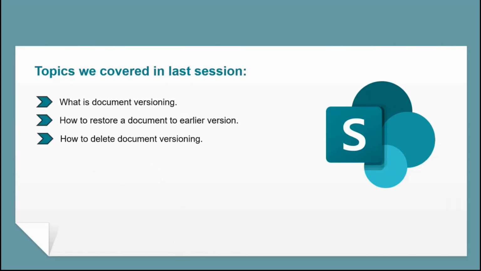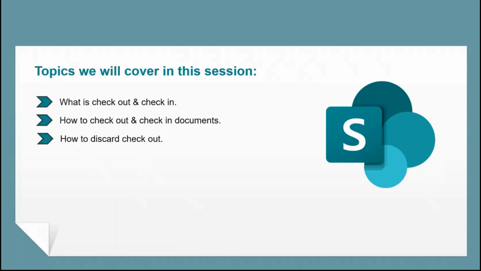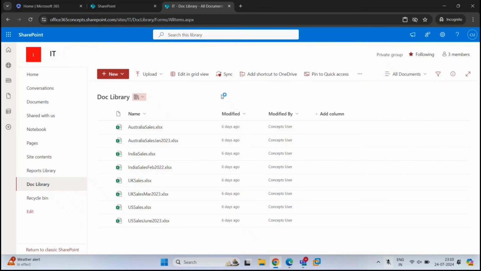In the last video, we talked about document versioning. We discussed what is document versioning, how it works, how to delete document versioning, and how to restore a document to its previous version. In this particular video, we are going to talk about check out and check in features of SharePoint Online. So what is checkout and check-in functionality in SharePoint Online?